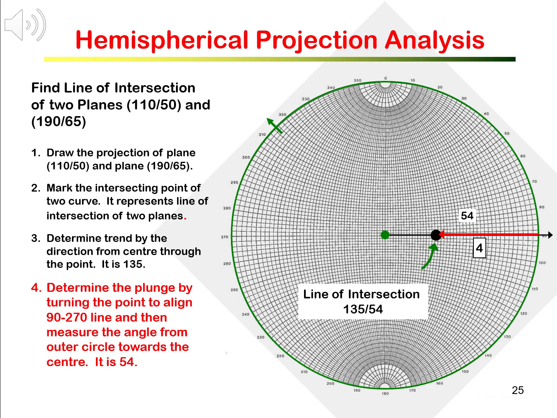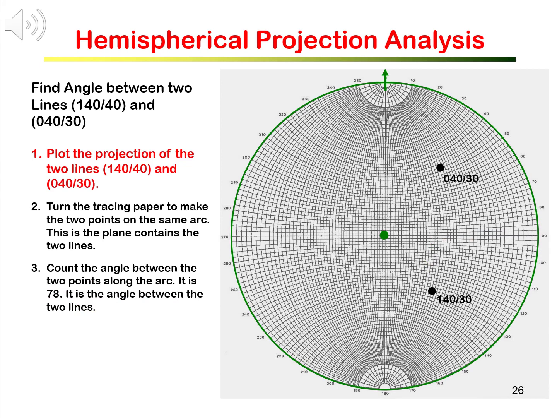For some of you who have good geometry, perhaps you can try to calculate the orientation of the line of intersection. I'm sure you will get the same answer, but it will take you quite a bit of calculation, perhaps a page or 2. Start having fun with the projection.